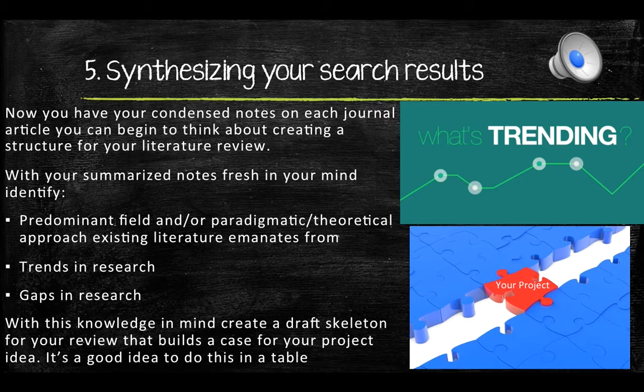And finally, you want to identify what the gaps are in the research. Once you've read through quite a few journal articles, you'll have an idea of what has and hasn't been done. With all of this knowledge in mind, you can start to create a draft skeleton for your review that builds a case for your project idea. It's a good idea to do this in a table because then you can slot in all of the notes that you've made up to this point and rearrange them until you're happy with the order that they are in.